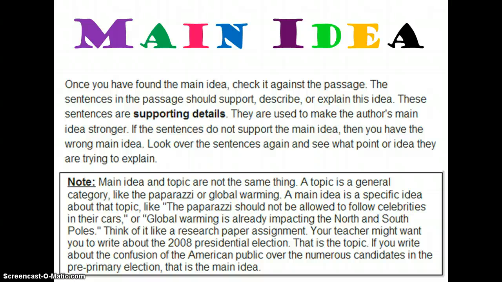Think of it like a research paper assignment. Your teacher might want you to write about the 2008 presidential election. That is a topic. If you write about the confusion of the American public over the numerous candidates in the pre-primary election, that is the main idea. In other words, it's a full idea, not just a topic. Think about it. If I asked you, what can you tell me about what you had for breakfast? You could tell me that you ate cereal for breakfast, but the topic itself is just breakfast. The whole idea of cereal adds to the idea of breakfast.